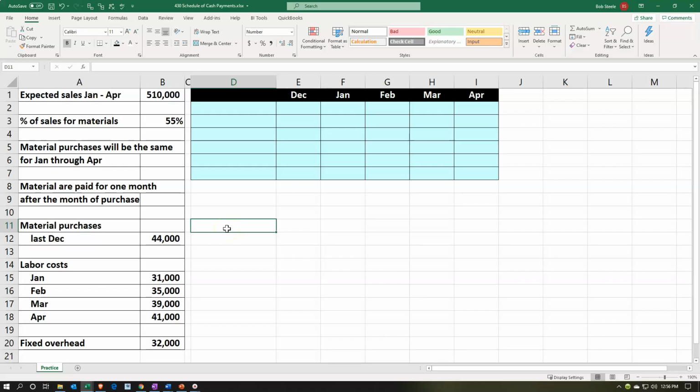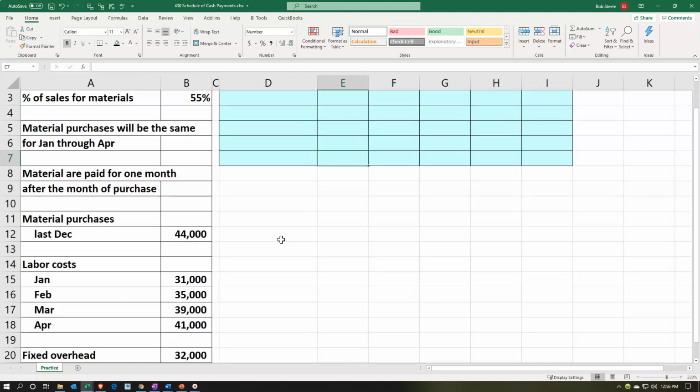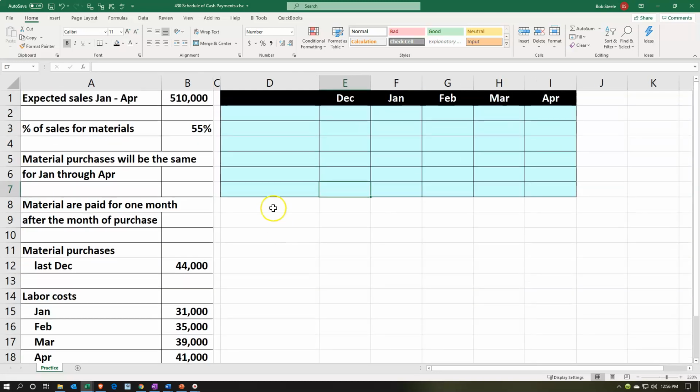Here we are in Excel. We have our information on the left-hand side. We're going to put that information into the blue area into our worksheet on the right side. So let's see what we have on the left. We have the expected sales for January through April. So expected sales for the range, January through April, being 510,000.